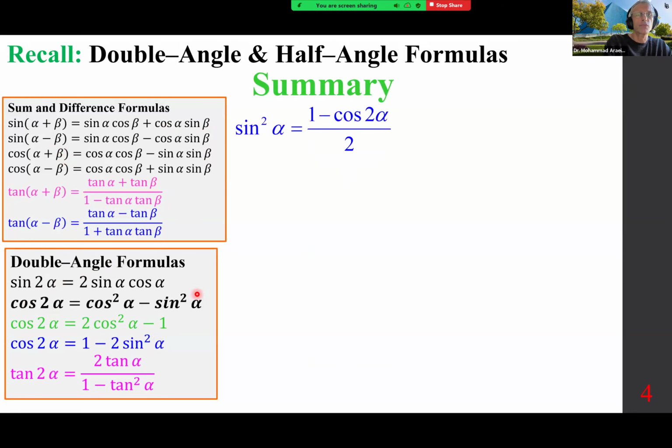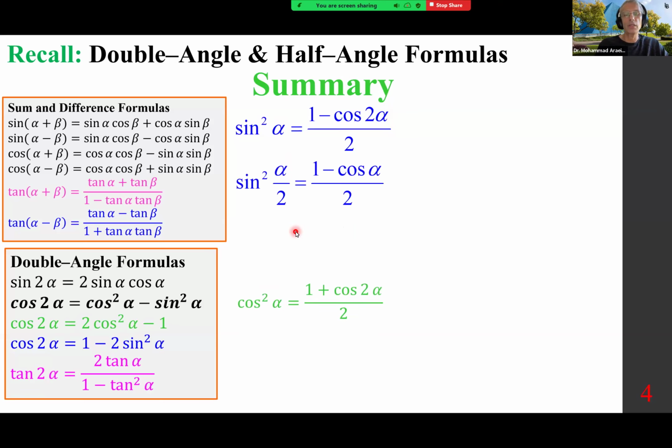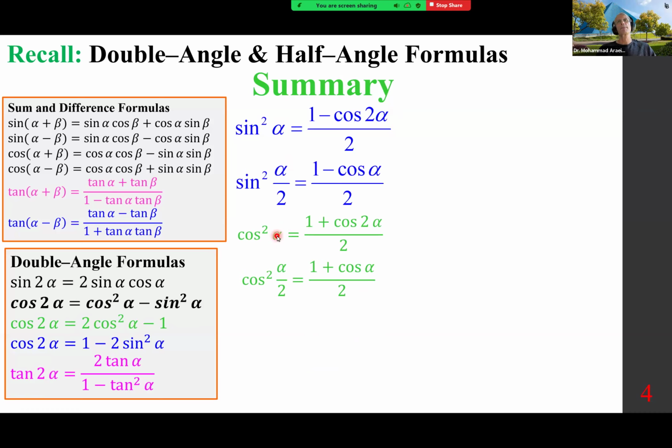From here, we can solve for sine squared, which is 1 minus cosine 2 alpha over 2. And we cut it in half. This becomes sine squared of alpha over 2, and 2 alpha becomes alpha. From here, we can solve for cosine squared alpha. We cut this in half. Cosine squared of alpha over 2 is 1 plus cosine alpha over 2. And tangent is the ratio of sine to cosine.